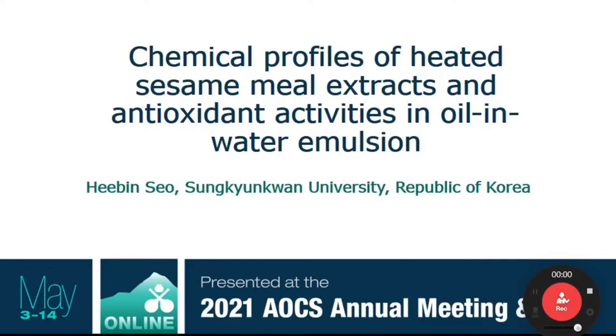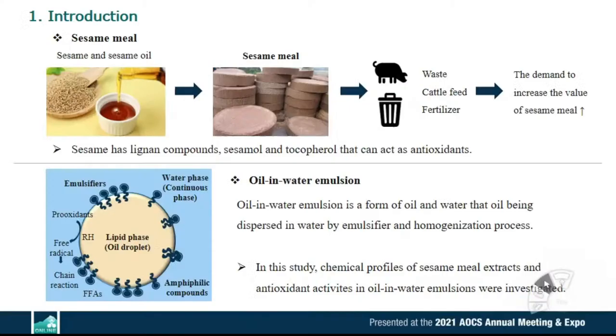Hello, I'm Hee Bin Seo, and I will present about chemical profiles of heated sesame meal extracts and antioxidant activities in oil-water emulsion. Sesame meal is a byproduct of sesame oil processing. It is usually used as cattle feed, fertilizer, or just discarded. Because sesame has lignan compounds, sesamol and tocopherol that can act as antioxidants, there is a need to increase the value of sesame meal as antioxidants.